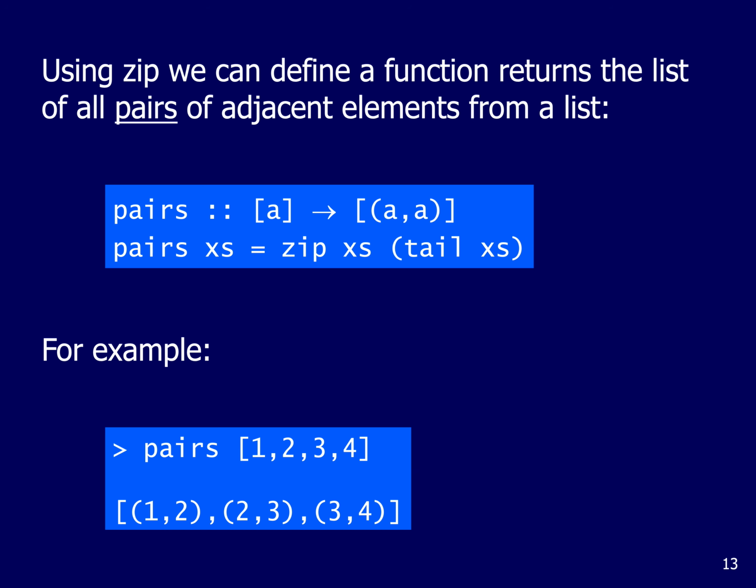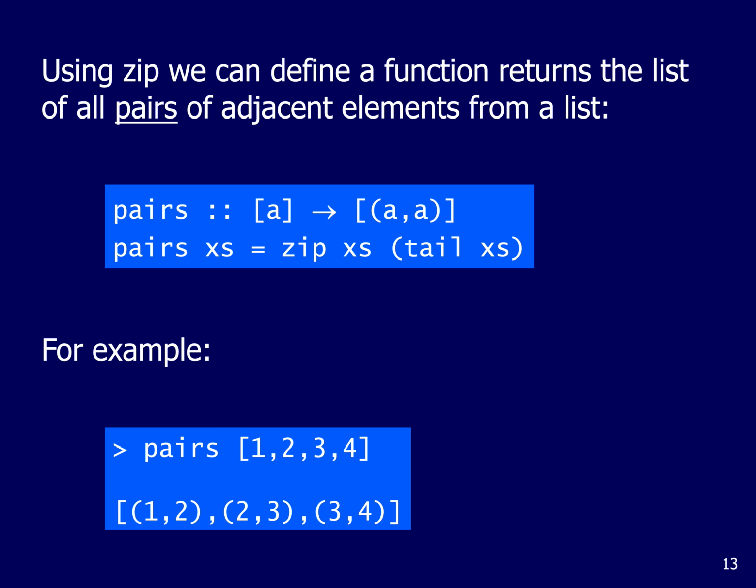And you think, well, how could I define this? Well, actually, you can define it in a very elegant one-liner using zip. So what pairs is going to do is take a list of A's, it's a polymorphic function, and it's going to give you back a list of pairs of A's. So that's the type. And then the definition simply says, if we want the pairs from a list xs, all we're going to do is zip xs with its tail. So what's going on there? Well, it's very simple. If we look at the example, xs would be the list 1, 2, 3, 4. And then we take its tail, so that removes the 1, so we get 2, 3, 4. So if we zip 1, 2, 3, 4 with 2, 3, 4, we get exactly the list which you see in the example at the bottom.